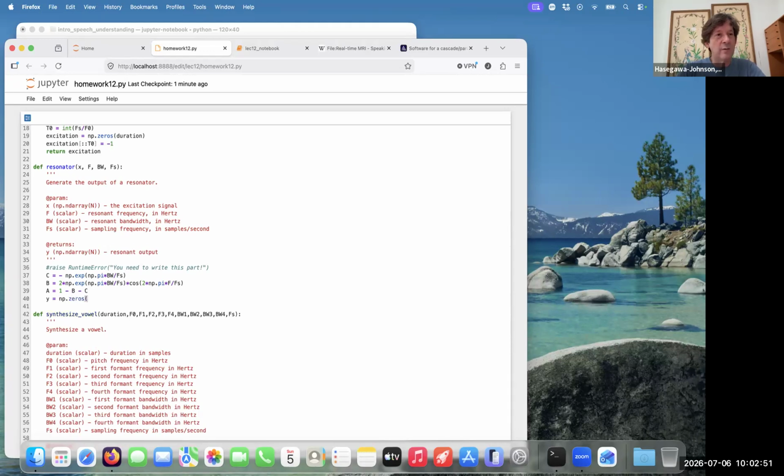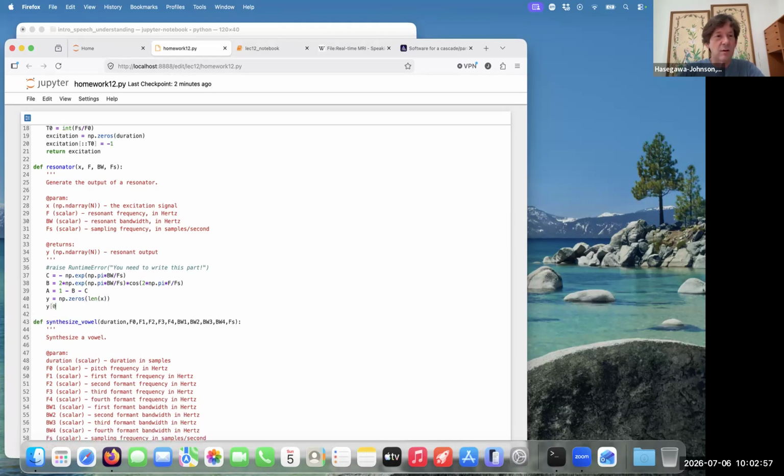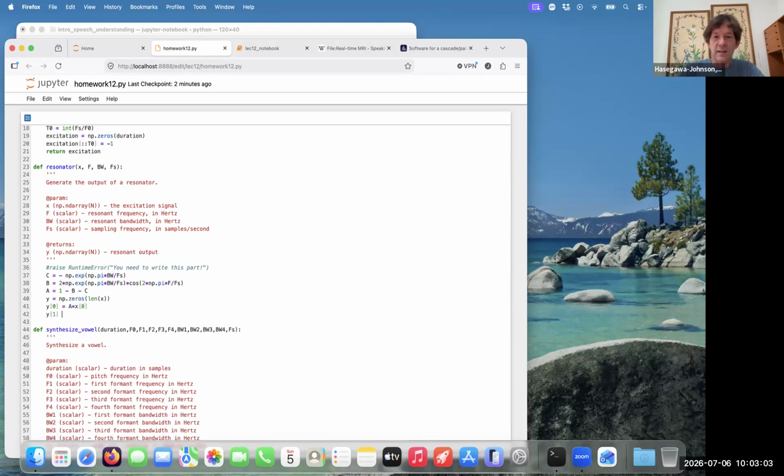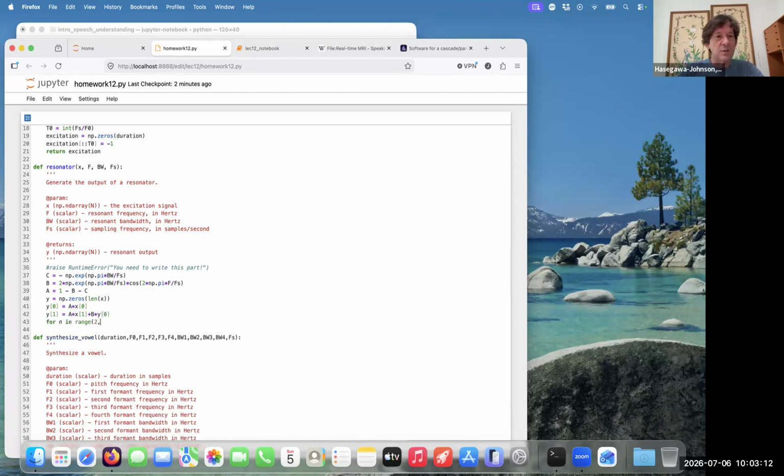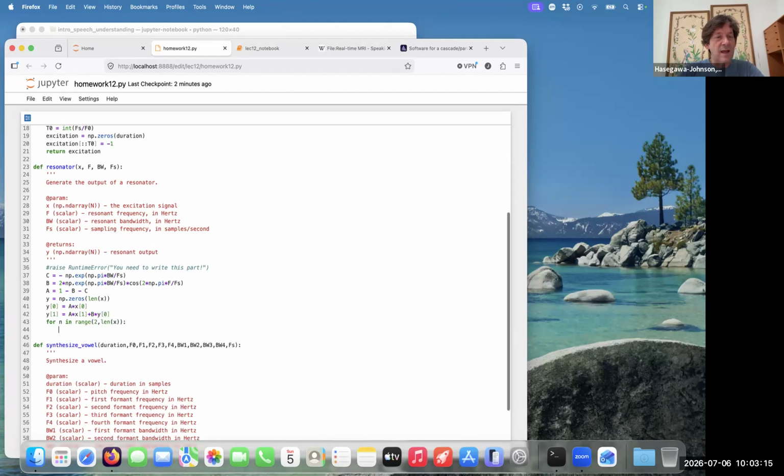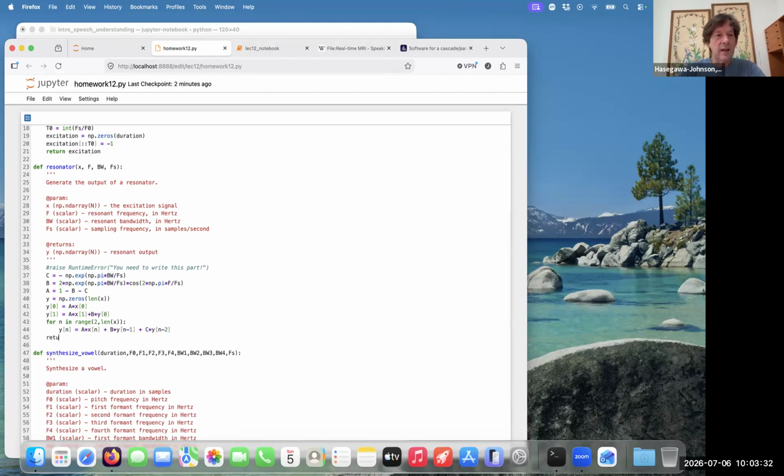So we'll create an output signal y, which should be exactly as long as the input signal x. And then y of 0 is just a times x of 0. And y of 1 is a times x of 1 plus b times y of 0. And then for n in the range from 2 to the length of x, I want to say that y of n is equal to a times x of n plus b times y of n minus 1 plus c times y of n minus 2. And then we return y.